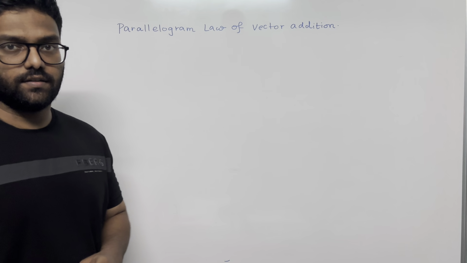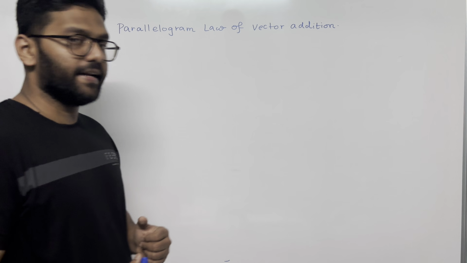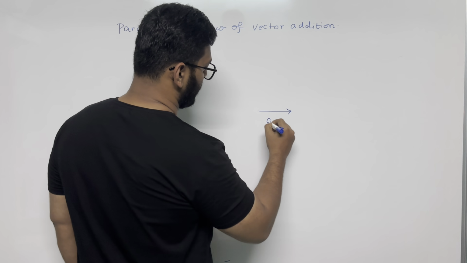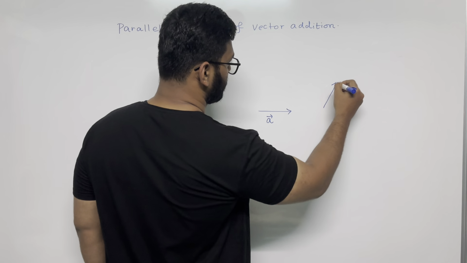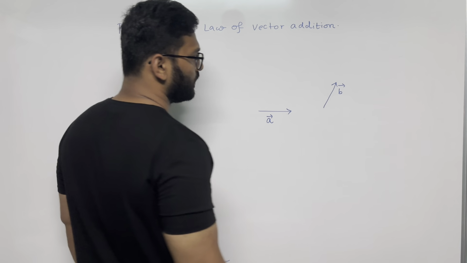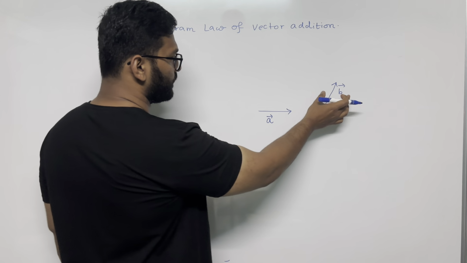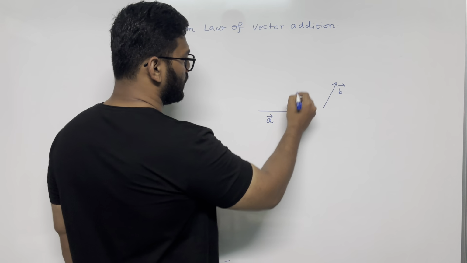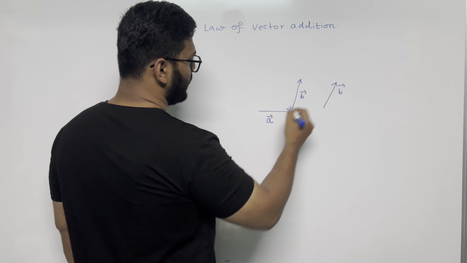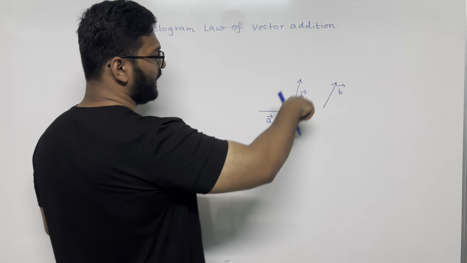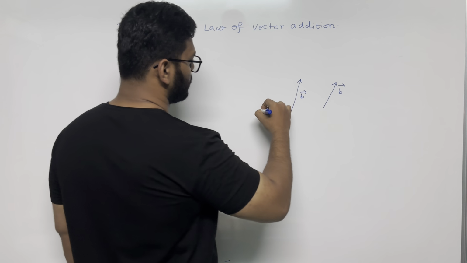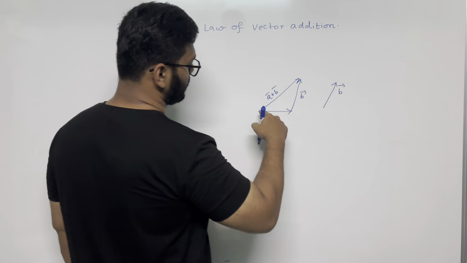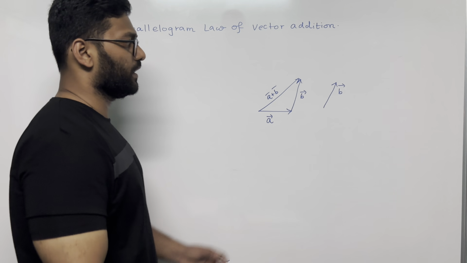Till now we have seen the triangular law of vector addition. What does that mean? Suppose I have two vectors, a bar and another vector b bar. The triangular law of vector addition states that if I take the second vector and put its tail on the head of the first vector like this, then the resultant after addition of these two vectors is the vector which starts from the tail of the first vector and ends at the head of the second vector.